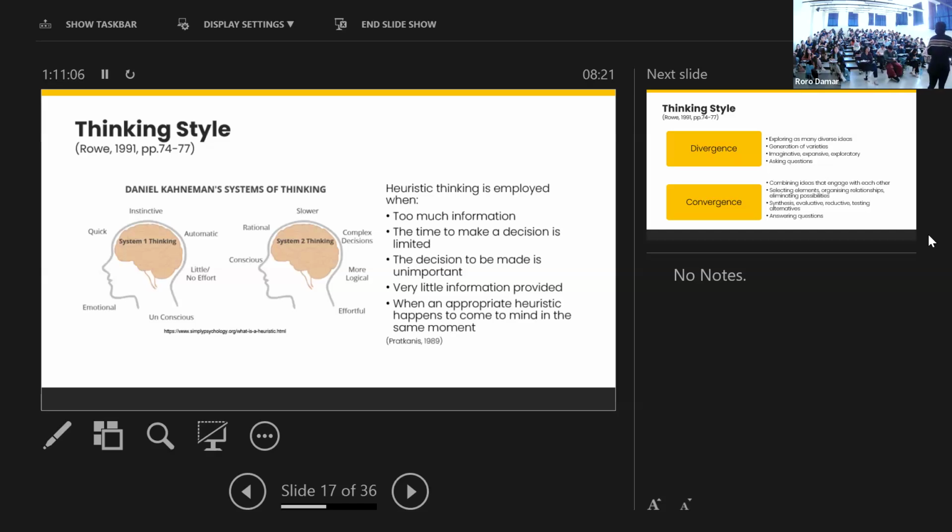A little information provided is very little. That's the opposite of the first one, but it's also heuristic thinking. For instance, you just barely know someone and you need to give a present to that person. You don't know anything about his favorite, his preference, and everything. Okay, yaudahlah, my instinct, I think this will be good for him. Ya, jadi itu yang terjadi, and when an appropriate heuristic happens to come to mind in the same moment.